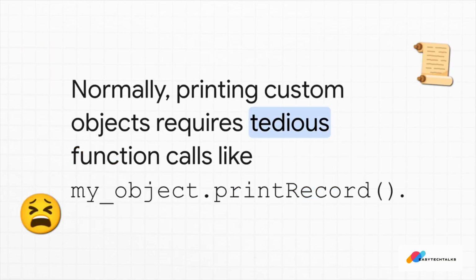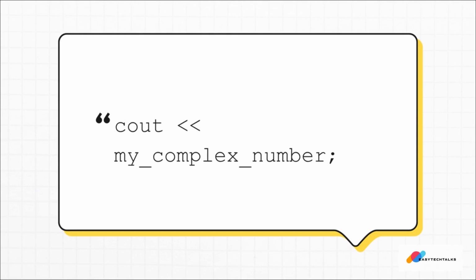All right, adding is cool, but what about printing stuff out? Normally, you'd have to write some kind of print method and call it explicitly, like myObject.printRecord. It works, but it's not very elegant, and it's definitely not consistent with how we print all the other built-in types. I mean, this is what we really want, right? To just use the familiar cout with the insertion operator, just like you would for an integer or a string. This is the goal. Code that's clean, consistent, and totally intuitive.